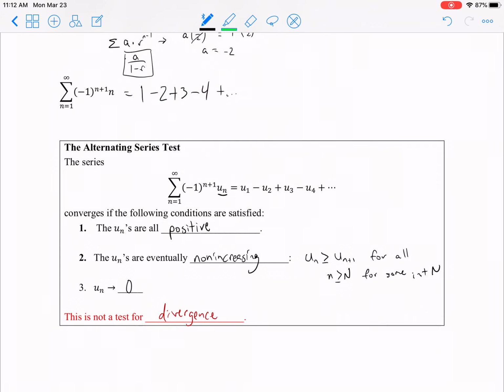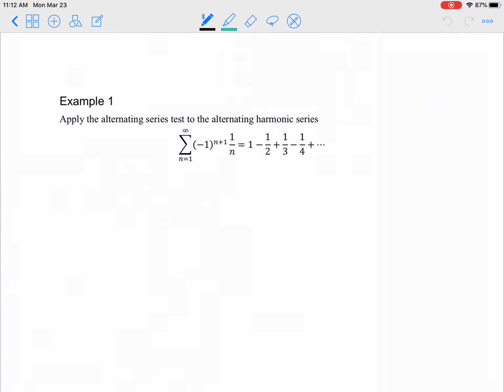So let's go ahead and look at an example here. Example 1, apply the alternating series test to the harmonic series. So if we look at this, u_1 is 1, u_2 will end up being 1/2, u_3 is 1/3, so on and so forth, such that all the u_n are just 1 over n. Okay, and so that's good. So first thing, they're all positive. That's our first thing, and yes. That way we have nice consistent alternating, and we get a nice canceling that you're going to see we need in just a moment.